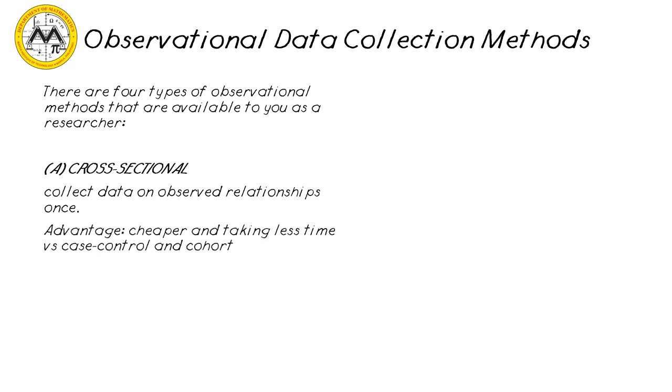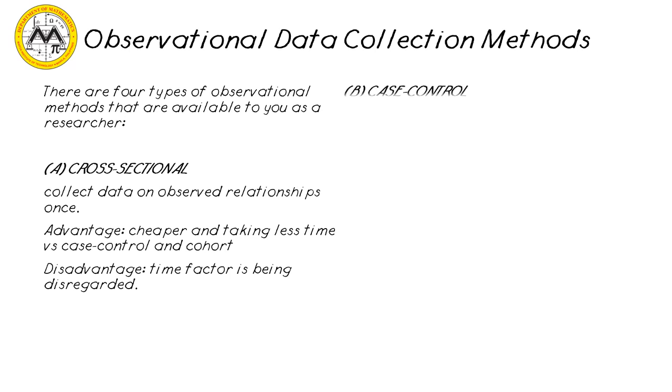So we can have the cross-sectional observational design method. When you say cross-sectional, take note, the respondents do not know that you're there, or even if they know, they are not affected by your presence. So cross-sectional is one-time observation. You collect data on an observed relationship once. It is cheaper and takes less time versus case control and cohort. The disadvantage is the time factor is disregarded, because you're just going to observe at one time.